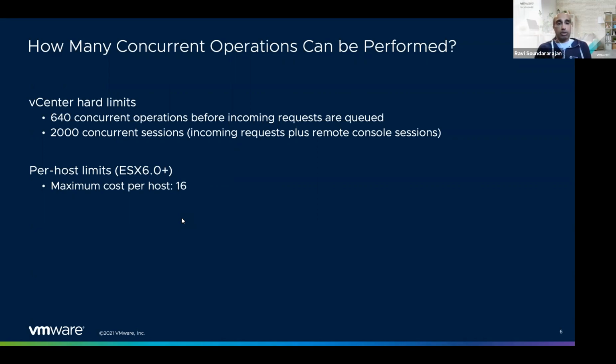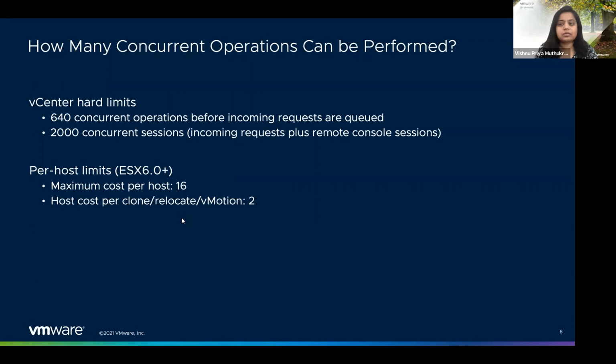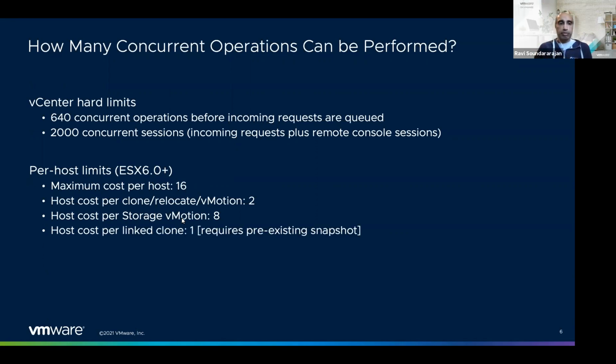But there are also some per host limits that I'd like to talk about. Think of a host when trying to do operations as having a finite capacity. That host has capacity 16 slots. So if you do a clone, a relocate, or a vMotion to a given host, it costs that host 2 of those slots. And I'm going to have a diagram to show this next. If you do a storage vMotion, in other words, if you're changing both the host and the data store, it will cost you 8 slots. So it's more expensive than just doing a compute vMotion.